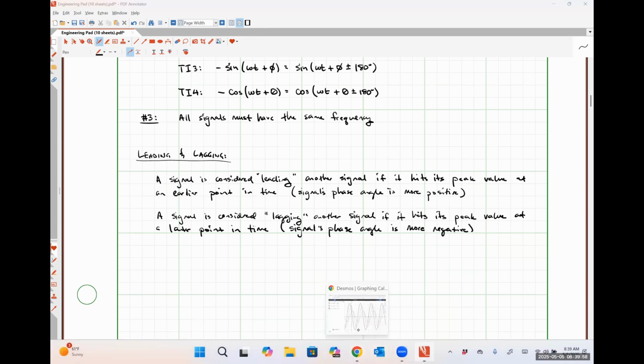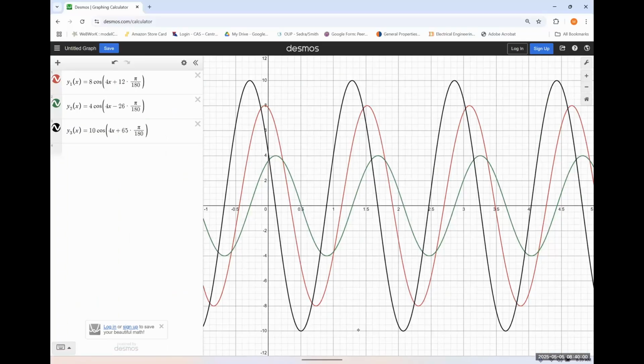So if we go back to that Desmos plot, we could say that the green signal lags the red signal and it lags the black signal because it's hitting its peak latest in time. So we could also say that the red signal leads the green signal, but it lags the black signal because it's in between, okay? Now, quantifying how much one signal leads or lags another in the time domain like this can be rather tedious, okay?